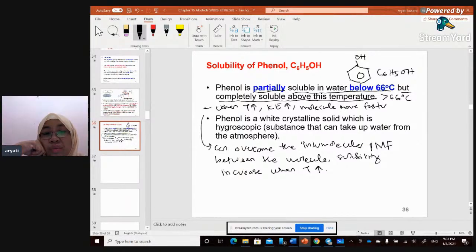So phenol is white crystalline solid which is hygroscopic. Hygroscopic tu maksudnya bahan yang can absorb water from the atmosphere. Maksudnya kalau kamu ada satu bekas letakkan phenol, so selepas 1 jam ke kamu tengok bekas phenol yang dalam bekas tu dia dah jadi macam lembap. Kenapa? Sebab dia absorb humidity from the surrounding.